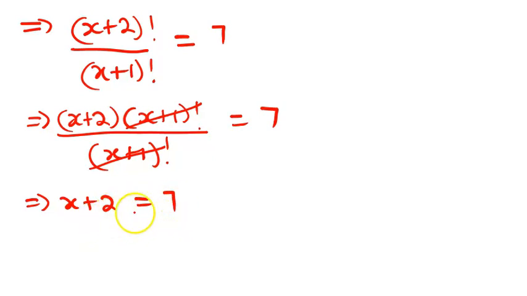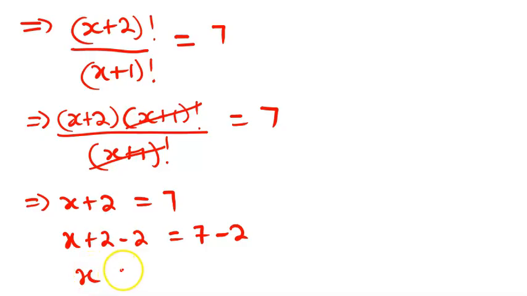Then we subtract 2 from both sides. So x + 2 - 2 is equal to 7 - 2. So our x will be equal to 7 - 2, giving us 5.